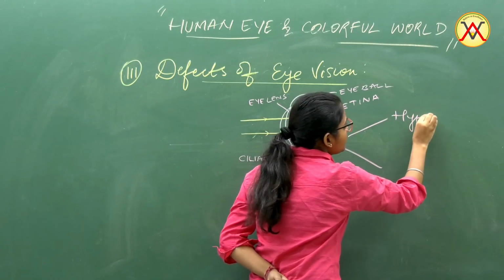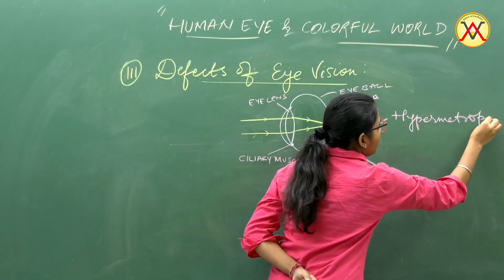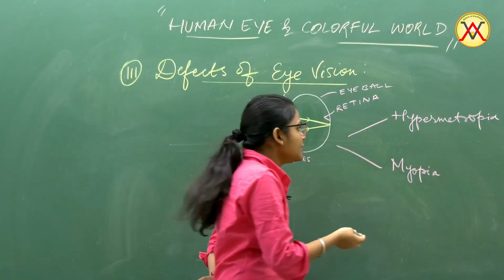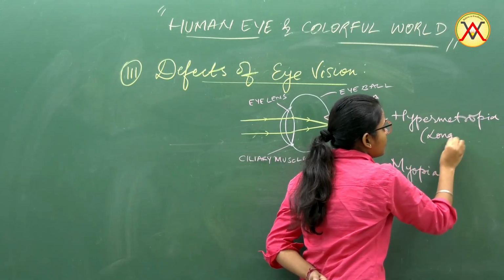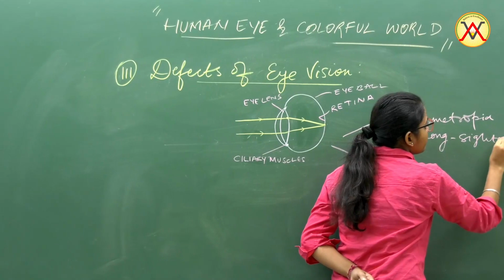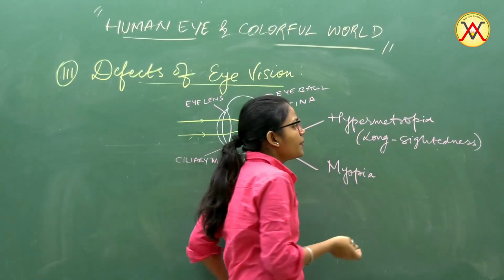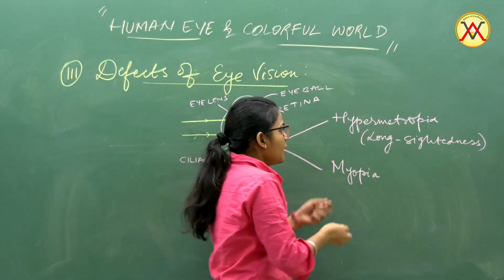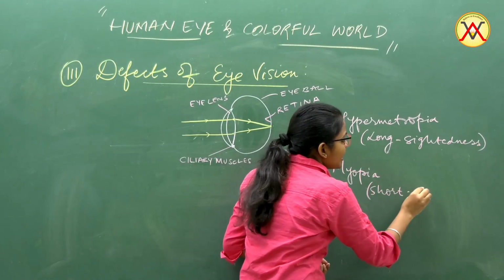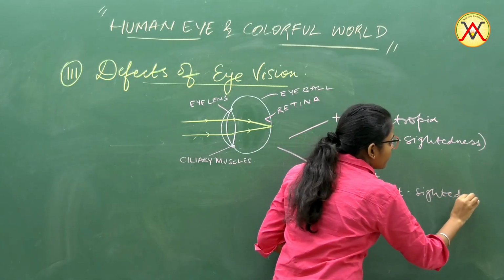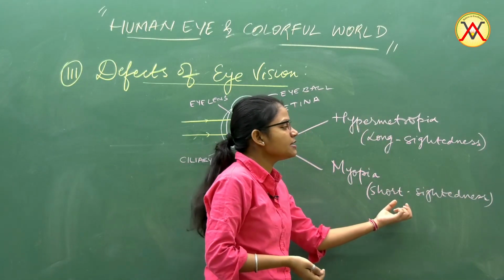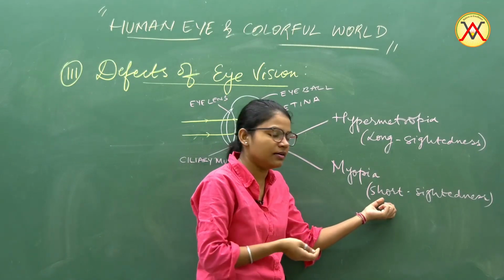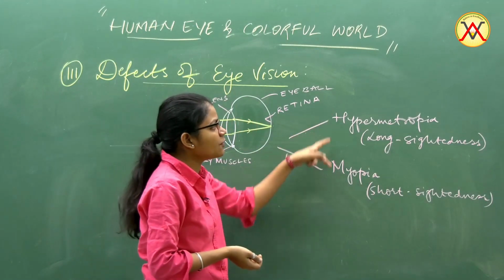One is known as hypermetropia. Another one is known as myopia. The common name for hypermetropia is long-sightedness. Long-sightedness means a person is able to see the far objects clearly but is unable to focus the nearby objects. Myopia is also known as short-sightedness. Short-sightedness means a person can easily focus the nearby objects but is unable to focus the far away objects that clearly. Alright, let's discuss these two main defects one by one.